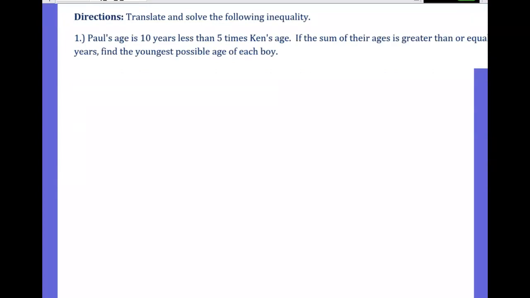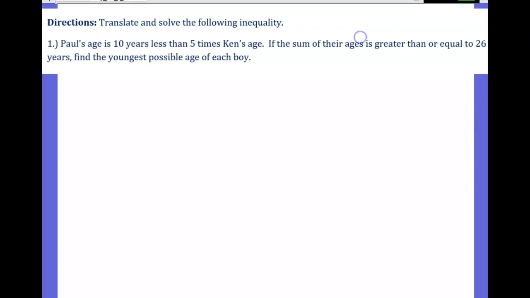All right. If Paul's age is 10 years less than 5 times Ken's age, and if the sum of their ages is greater than or equal to 26, find the youngest possible age of each boy. Okay, let me move this over. Whoops, it's just not moving for me. Hold on. There we are.